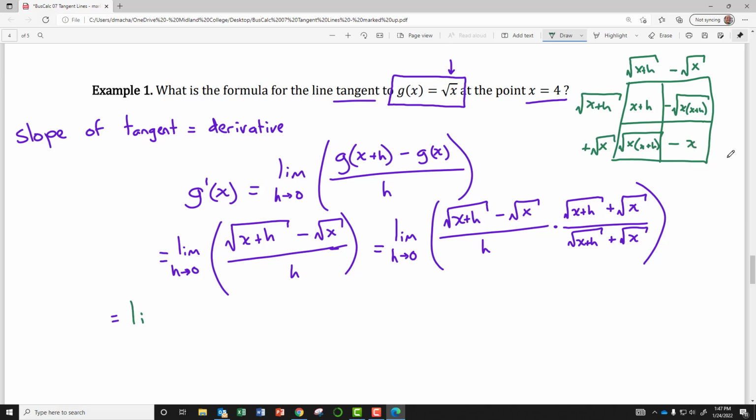So for my new numerator, I'm going to write the sum of these four boxes, which is going to be x plus h. And then notice that these diagonal boxes are going to cancel out because I've got the positive and the negative version of the same expression. And so I don't have to add those diagonal boxes. And then I'll write minus x. My new denominator, I'm going to multiply across to get h times square root of x plus h plus square root of x.